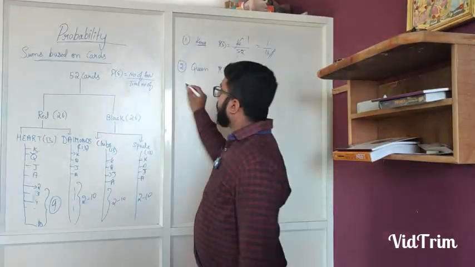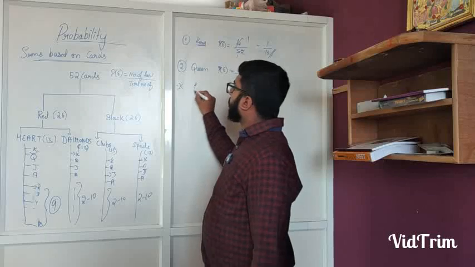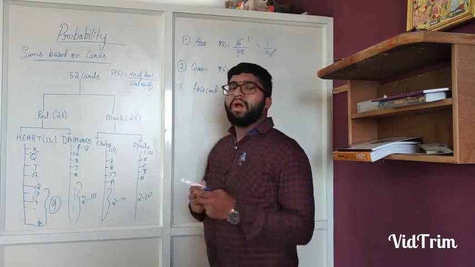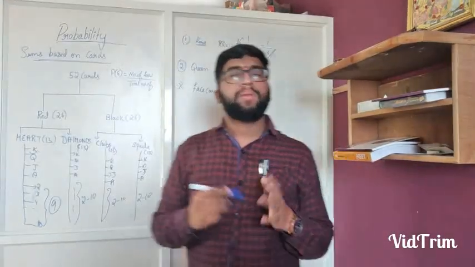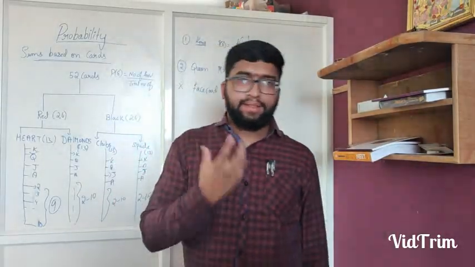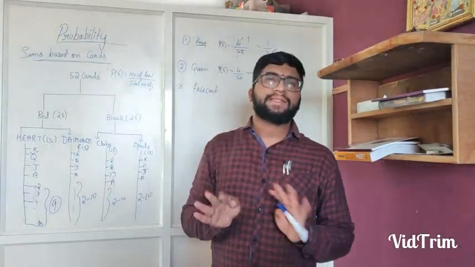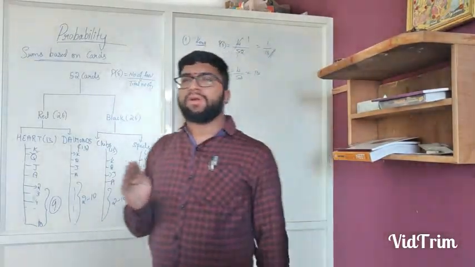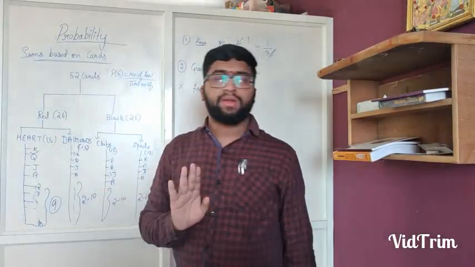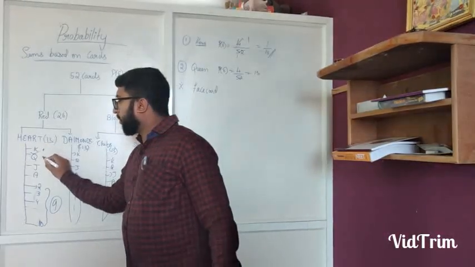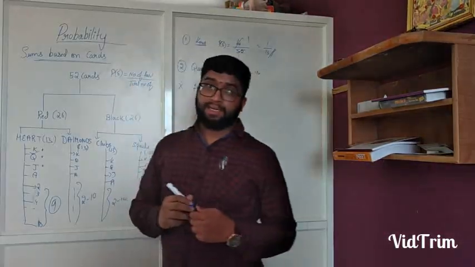So next one, they can ask you a question like this. What is the very important one? What is the probability of getting a face card? How to find a face card? What do you mean by face card? The name suggests that face cards are nothing but the cards which are having some people's face on the cards. That is nothing but here king, queen, and jack are the face cards.